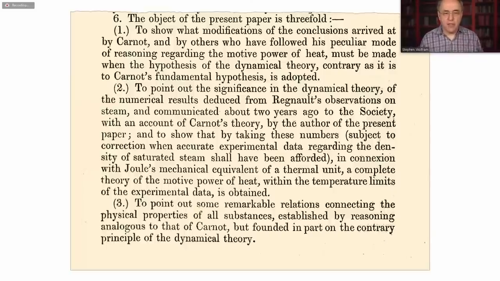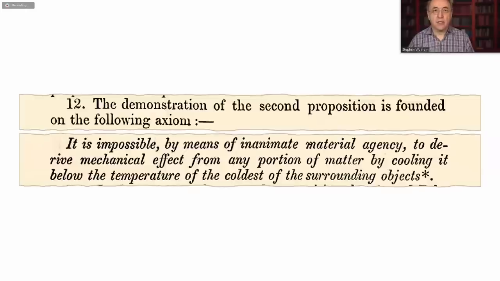and to show that by taking these numbers, subject to correction when accurate experimental data regarding the density of saturated steam shall have been afforded, in connection with Joule's mechanical equivalent of a thermal unit, a complete theory of the motive power of heat within the temperature limits of the experimental data is obtained. And then he says, another objective, to point out some remarkable relations connecting the physical properties of all substances established by reasoning analogous to that of Carnot, but founded in part on the contrary principle of the dynamical theory. So then, we have the next thing.